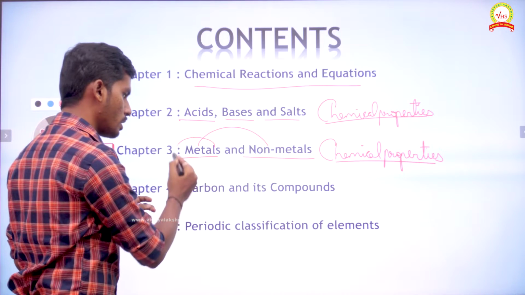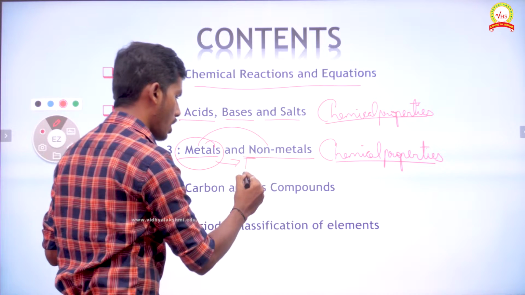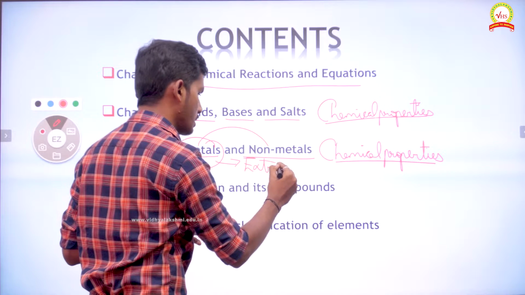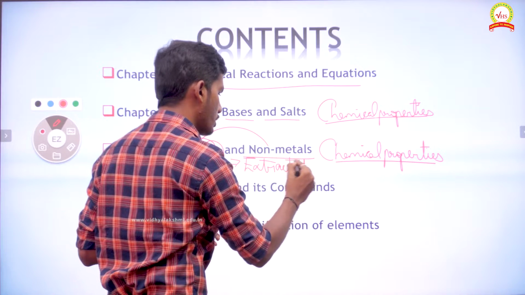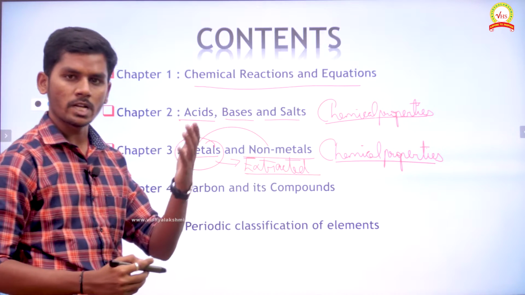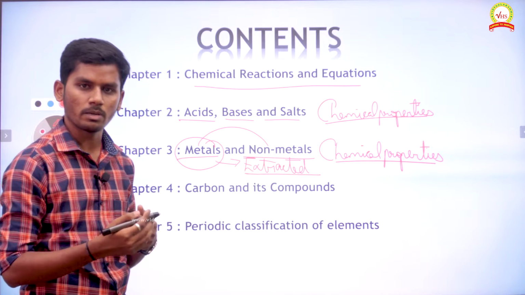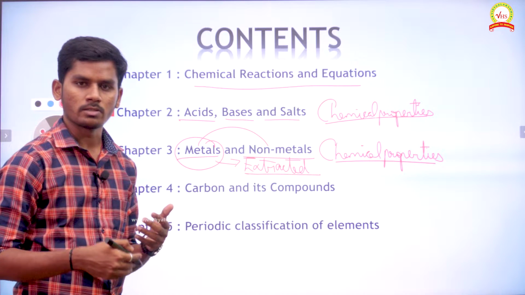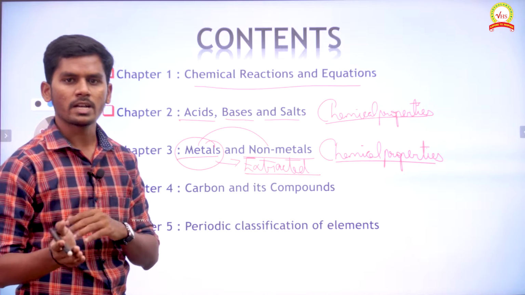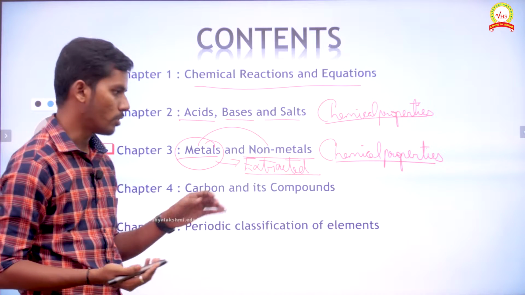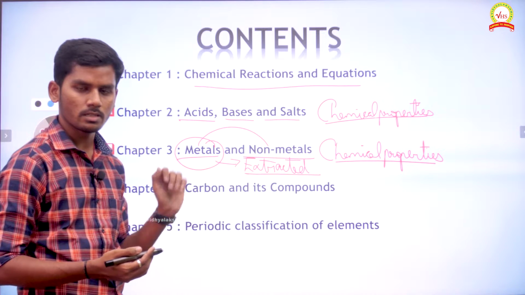And most importantly, we will be discussing how the metals are being extracted from the earth based on their reactivity, like high reactive metals, medium reactivity metals, low reactivity metals. So based on the reactivity, we have different techniques to be applied for the extraction. This we will be studying in the third chapter.